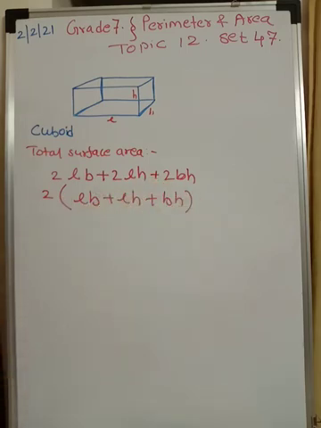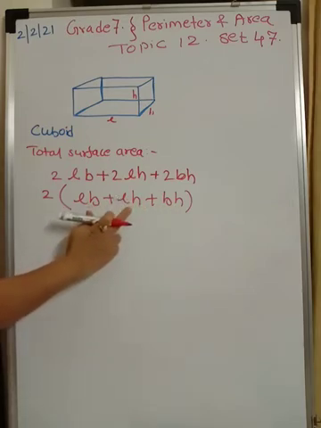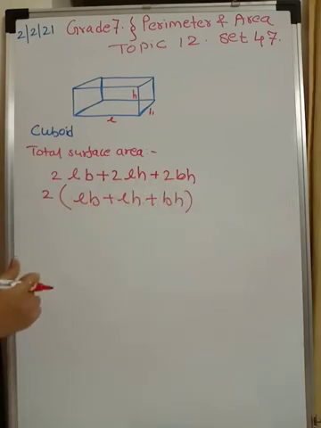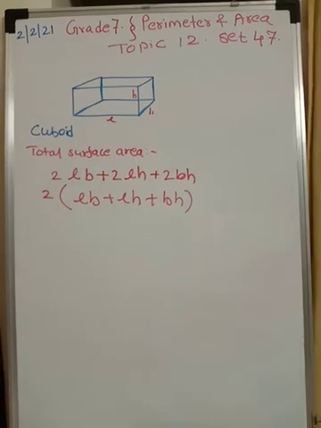It doesn't matter if you change the sequence. You can take breadth into height at the center and length into height afterwards. But this is all total surface area of cuboid. I hope the concept is clear, how to find total surface area. So let's solve a few problems related to this.